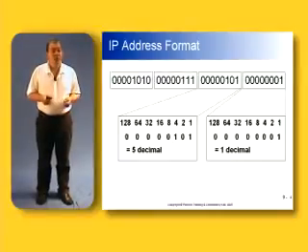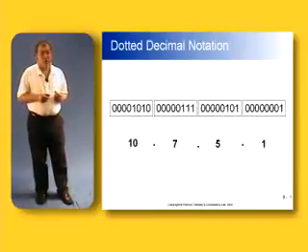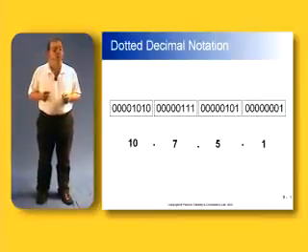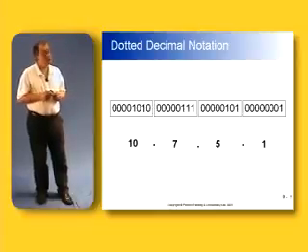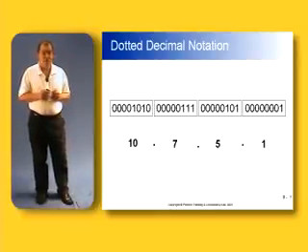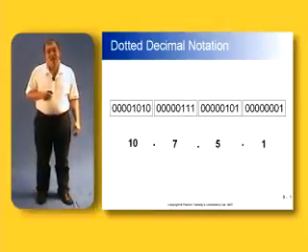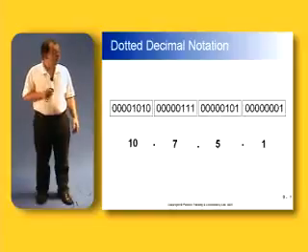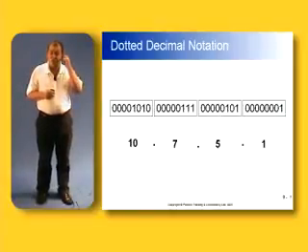So let's put the whole thing together. What we get are four decimal numbers: 10, 7, 5, and 1. Just to separate them so that we can understand each one relates to a specific octet, we're going to put a dot between them. That's what's known as dotted decimal notation. So our IP address at the end of the day can be described as 10.7.5.1.